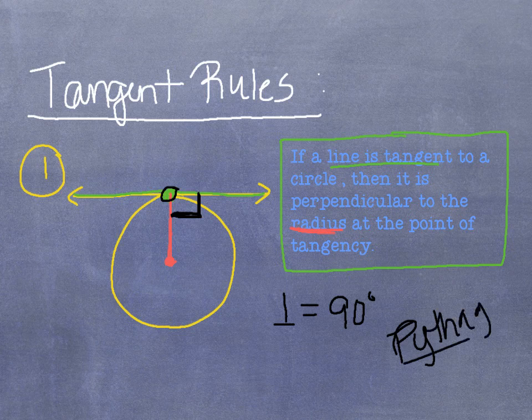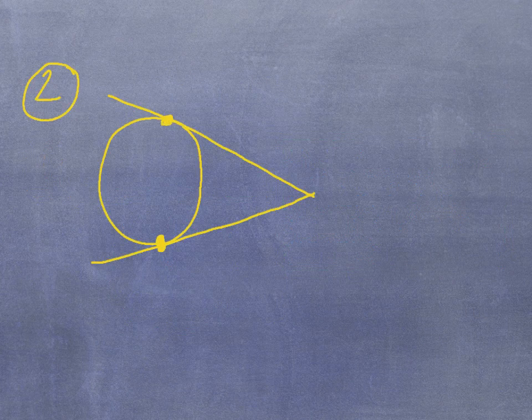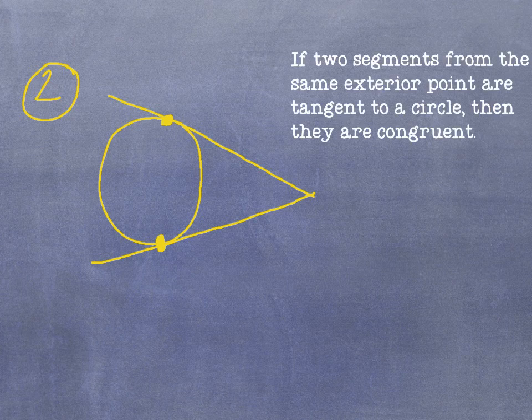All right. So now that we understand that a little bit better, let's go on to the second rule. The second rule is even easier. If you look down at the bottom, it states that if two segments from the same exterior point are tangent to a circle, then they are congruent. Whew, that is a lot of junk. So let's start with two segments from the same exterior point. Our exterior point is out here, and let's go ahead and call that A.